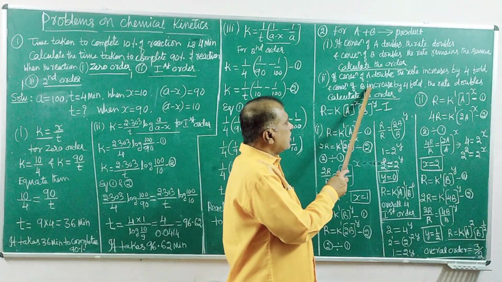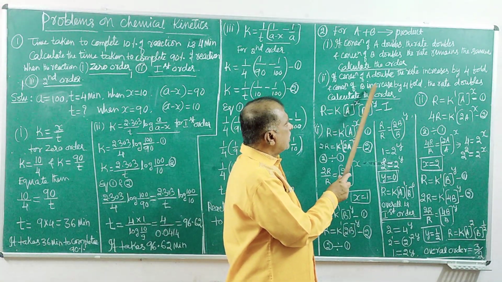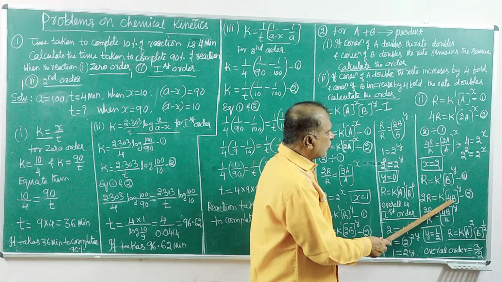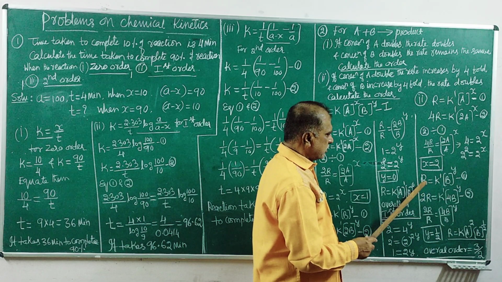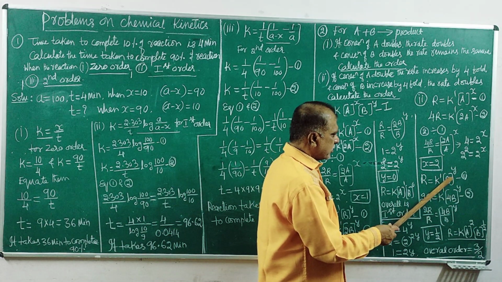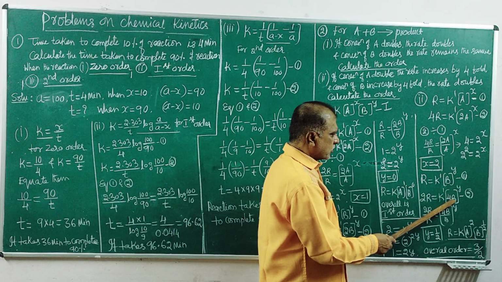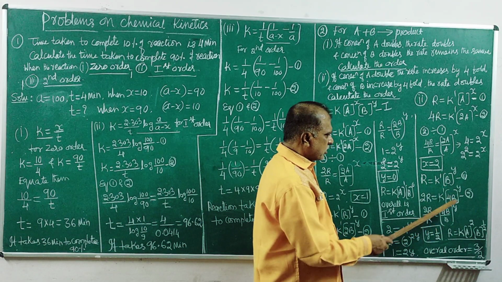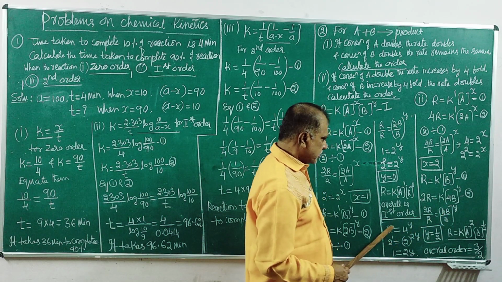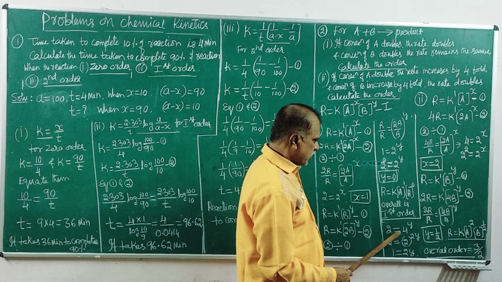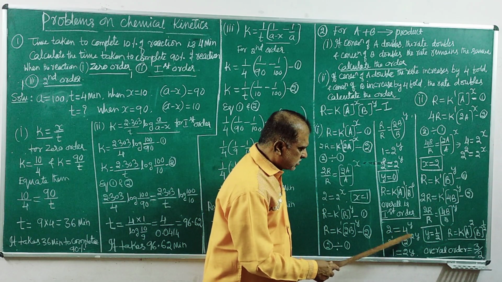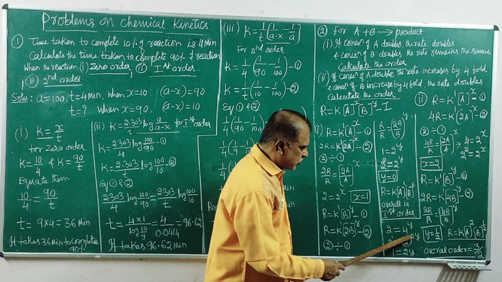Read the data and put the data into the equation. Increase by 4-fold, B becomes 4B. Rate doubles, R becomes 2R. Put into the equation and simplify, this by this. Now we get 2 equals 4 to the power of y. We can write 4 with base 2, 2 to the power of 2y.